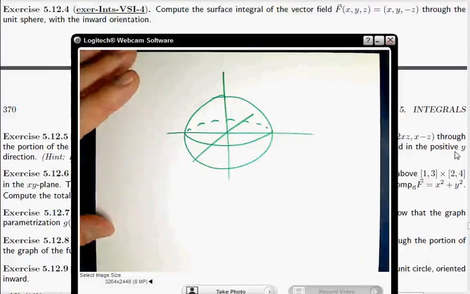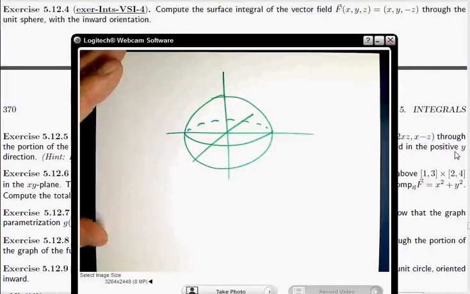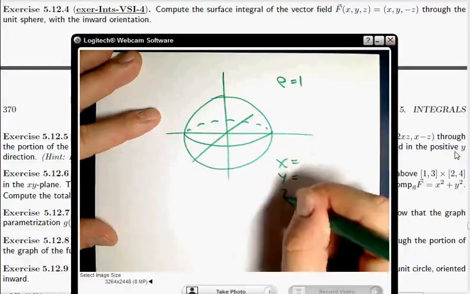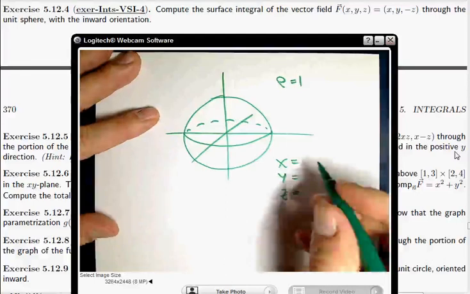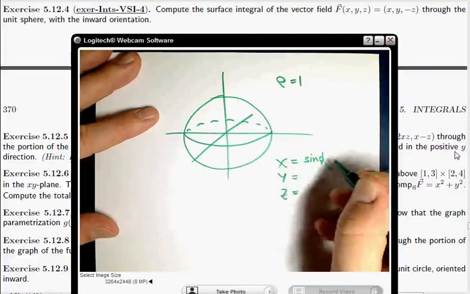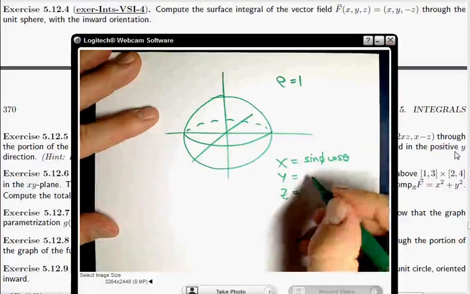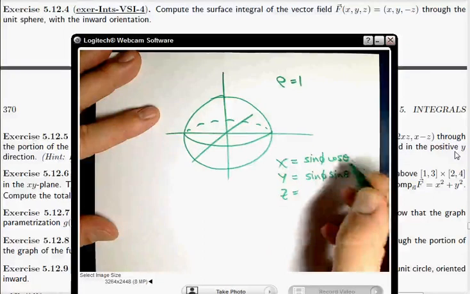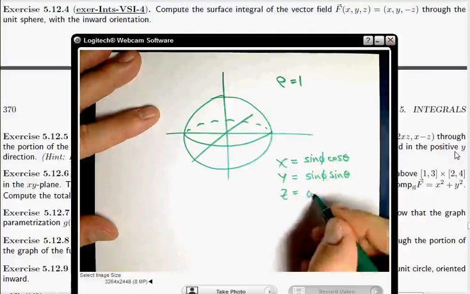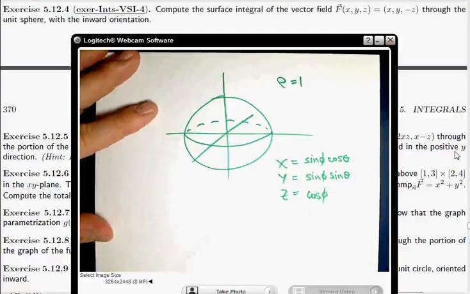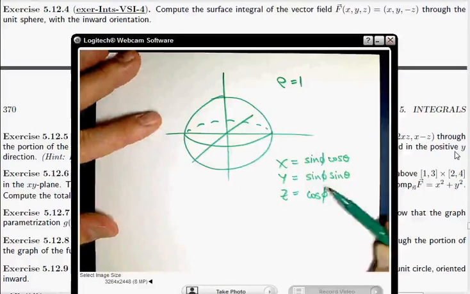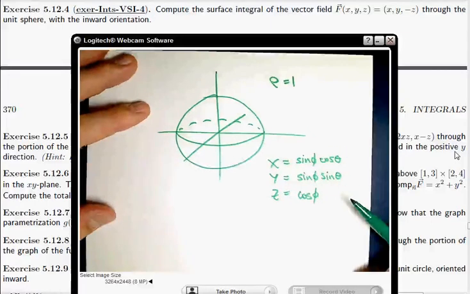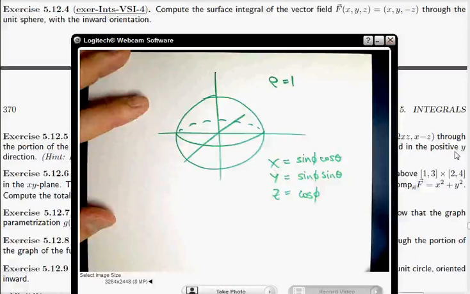I'm going to use what I will casually call the spherical graph parameterization, where rho is equal to 1, and then x, y, and z are rho sine phi cosine theta, rho, again 1, sine phi sine theta, and rho cosine phi. And rho is 1, so that ends up being that. So this is a pretty convenient parameterization, by the way, of the unit sphere. It's a good thing to remember. We did an example of this somewhere back in chapter 2, I guess it was.